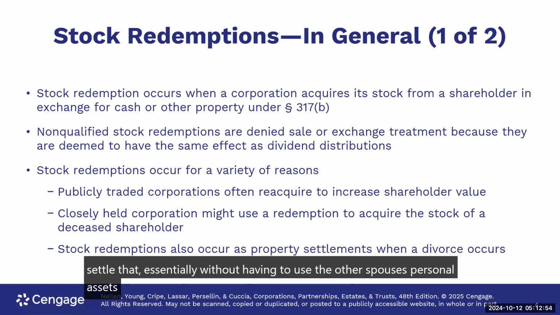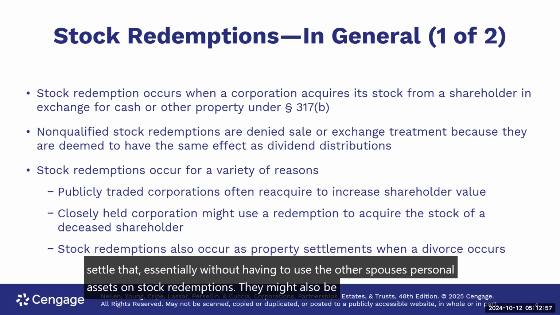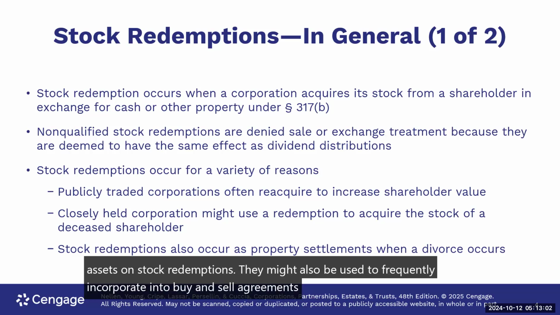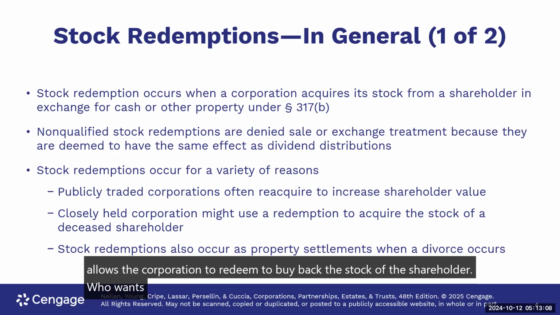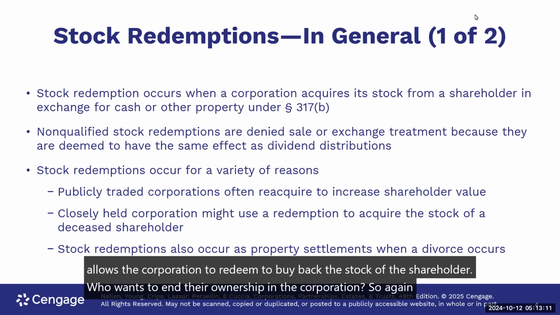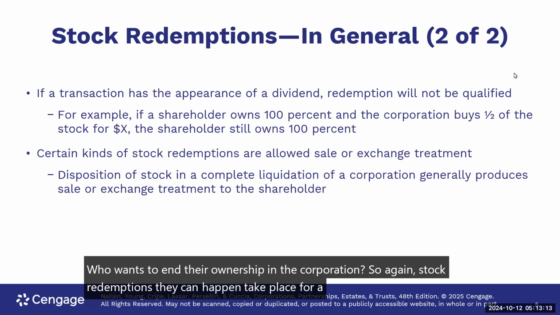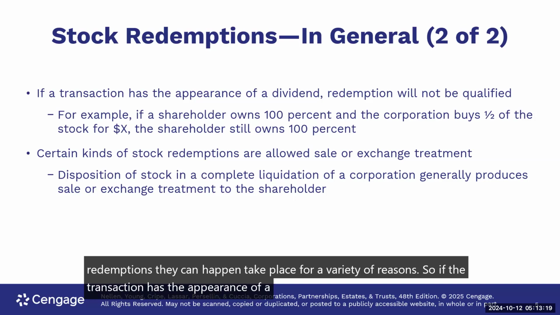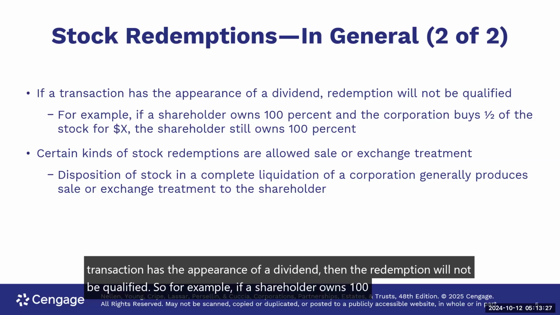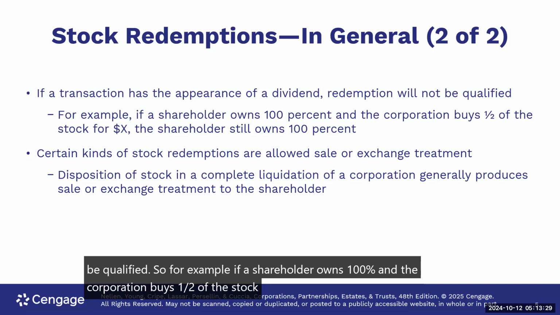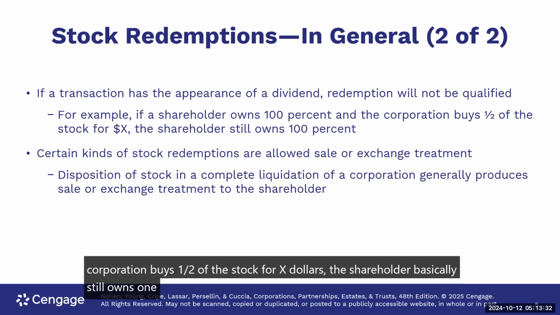Stock redemptions are also frequently incorporated into buy and sell agreements between shareholders, and this allows the corporation to redeem, to buy back, the stock of the shareholder who wants to end their ownership in the corporation. So again, stock redemptions can take place for a variety of reasons. If the transaction has the appearance of a dividend, then the redemption will not be qualified. For example, if a shareholder owns 100% and the corporation buys one-half of the stock for X dollars, the shareholder basically still owns 100%.